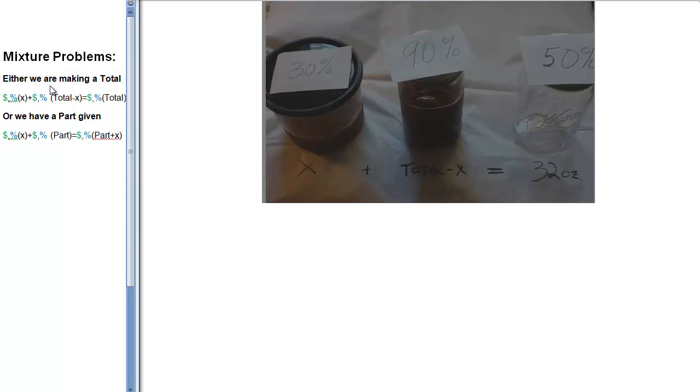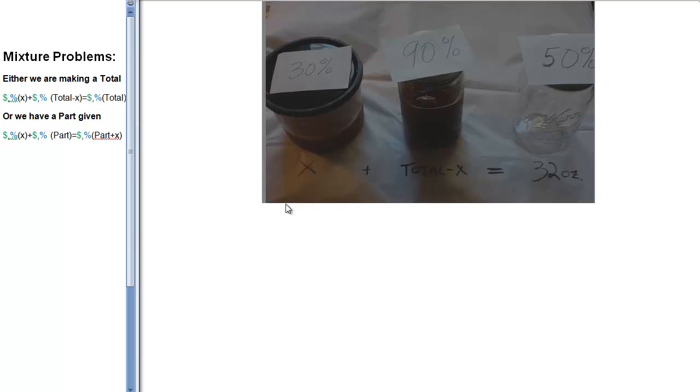In mixture problems, either we are making a total amount, which would be this particular setup, or we have a part given. The other day I had a situation where friends of mine were over that really liked hot sauce, but my 30% hot, which is on a hot index, was too mild, and my 90% hot is really pretty much too hot for most people. So they asked me to make something that was about 50% hot. So I decided to do that. I decided to make 32 ounces since I had a vessel ready for that.